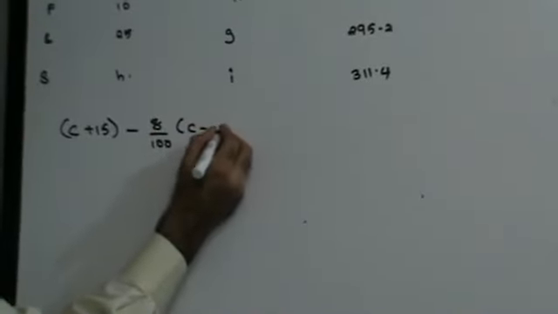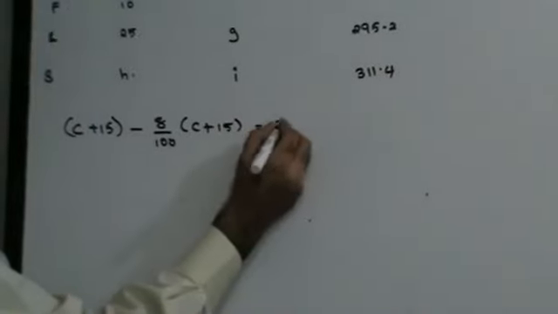See, I had level of water on Monday was C, right? Tuesday morning 15 centimeters of water was added to it. So total water became C plus 15, out of which 8% of water was drained off.